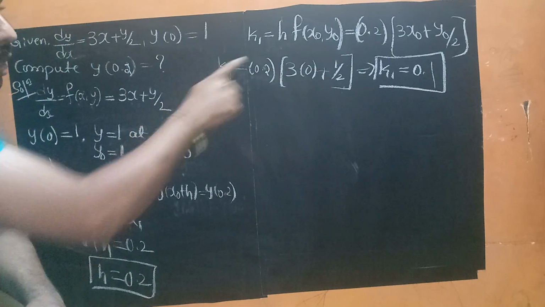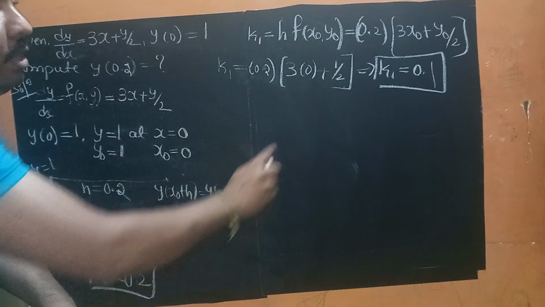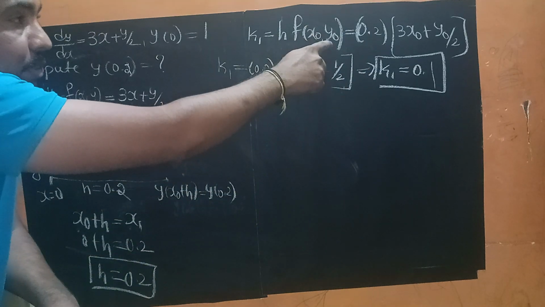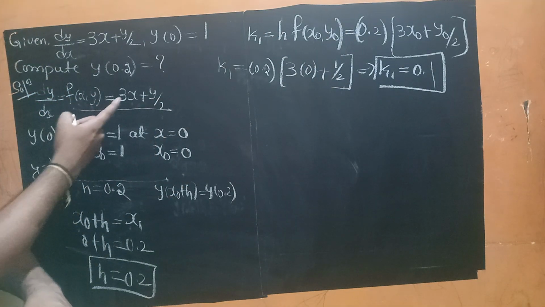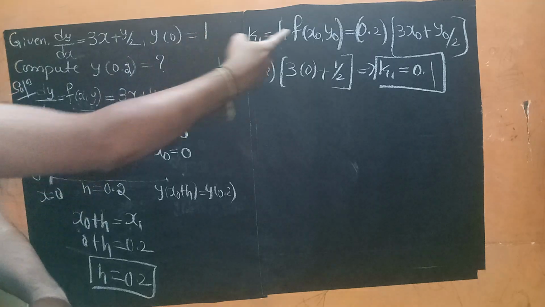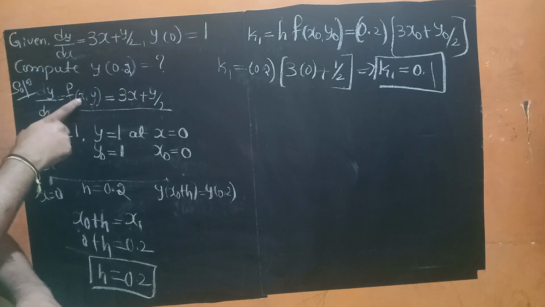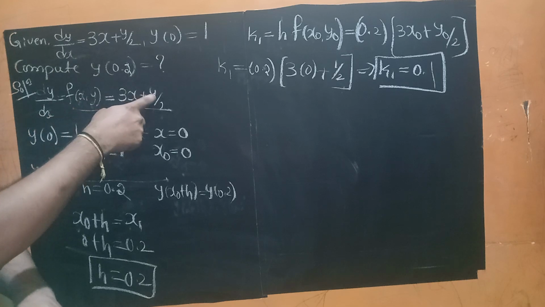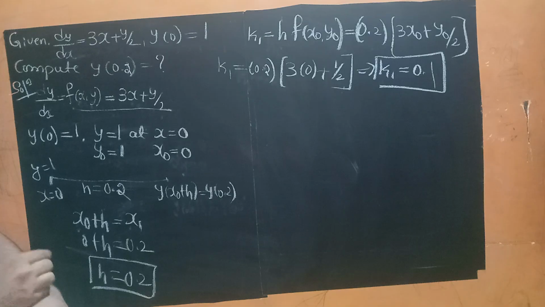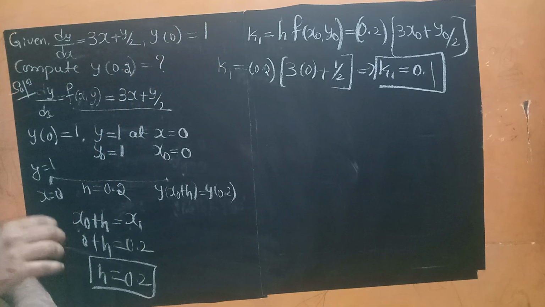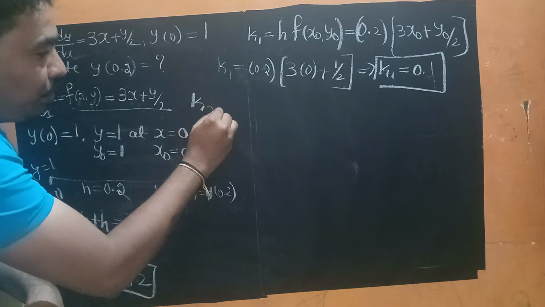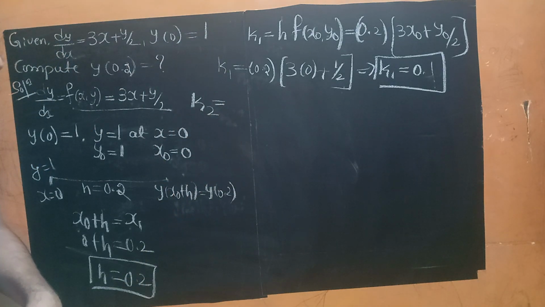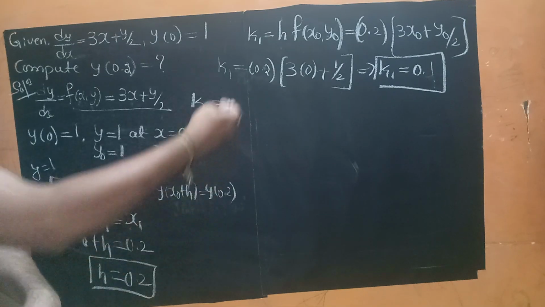I will repeat this. K1 equals h into f of x0 comma y0. H value is 0.2. How did I replace this f of x0, y0? Because I know f of x, y is 3x plus y by 2. So there we have x0, y0, therefore I am supposed to replace x by x0, y by y0: 3x0 plus y0 by 2. We know x0 and y0 values. If you replace and calculate, you will get the K1 value. So K1 value is 0.1.